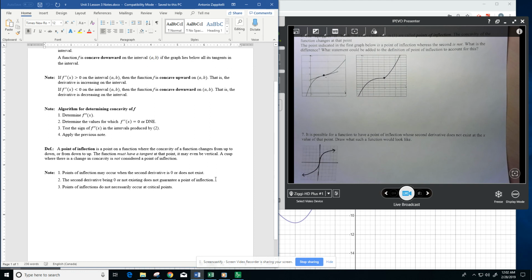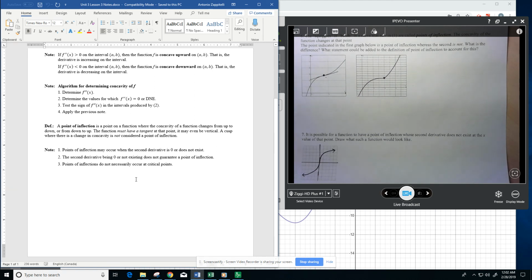All right. And the last thing is this definition of point of inflection. It's a point where the concavity changes. That's number one. Okay, from up to down or down to up. But the function must have a tangent at that point, even if it's vertical. Okay, so when we talk about point of inflection, we're talking about a smooth transition in concavity as opposed to a cusp, which would not be a smooth transition. So we don't technically consider that a point of inflection.